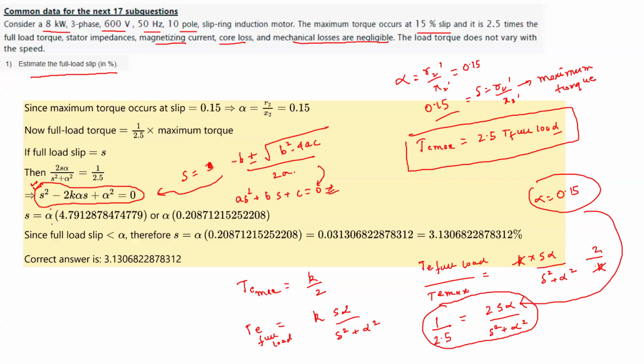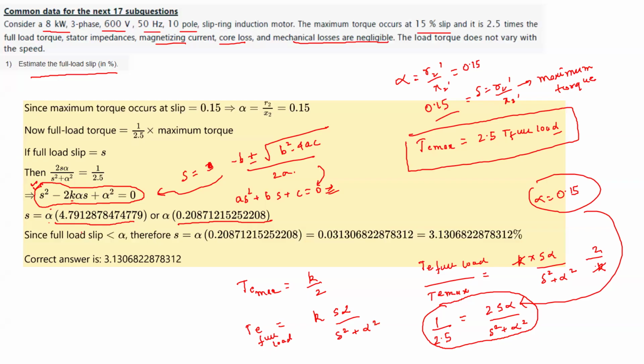One is this, in terms of alpha. They have written it in terms of alpha; you will get it directly as a number if you substitute this alpha value here. So one expression will be this, or one expression will be this. Which one do we have to take? First of all, suppose you get one negative slip and one positive slip, then you will know that you do not have to take the negative slip.